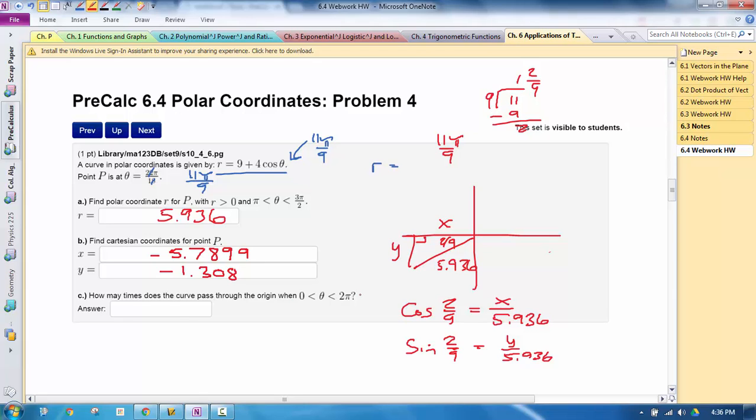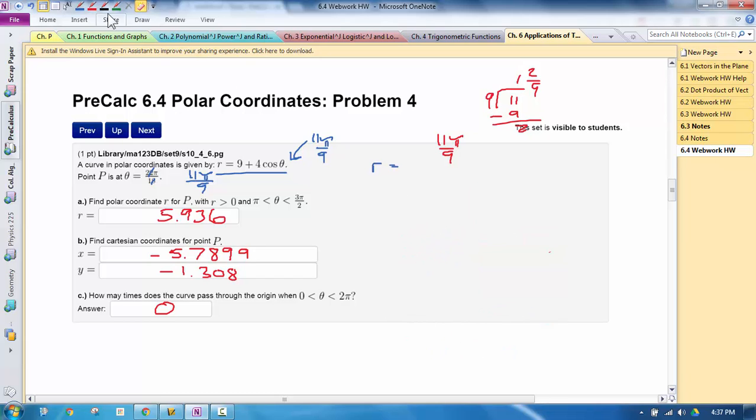And then it says how many times did the curve pass through the origin? The answer to that is 0. If it passes through the origin, what would need to happen is I would need to get r to be 0.